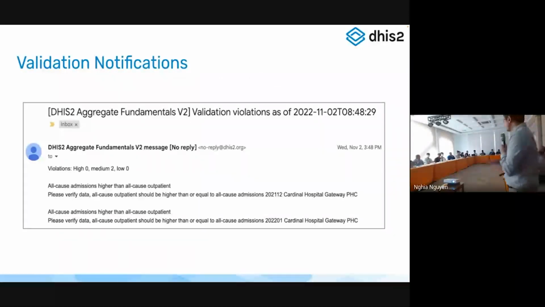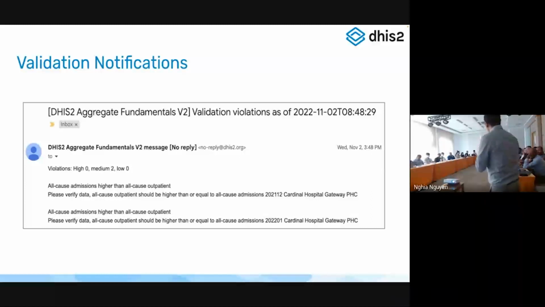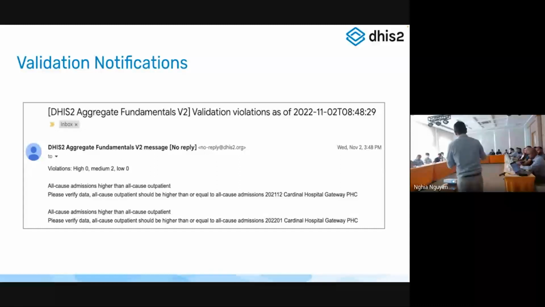Validation notifications is another feature tied to those validation rules. Anytime there's some type of issue with your consistency, let's say your number of malaria tests is greater than your number of suspected cases, for example, which shouldn't be the case, then you could send out a notification of some kind via email, via SMS, or also using the DHIS2 internal system, but that might not be so helpful in all cases.